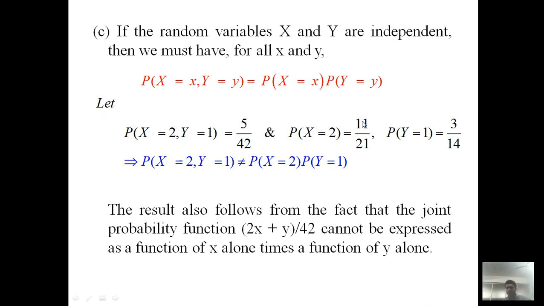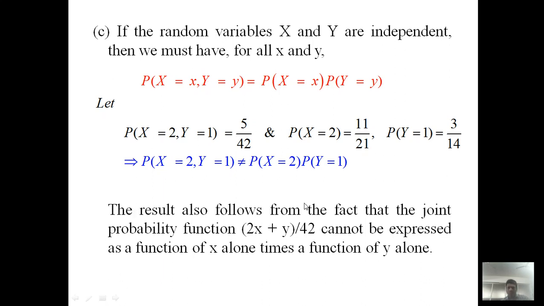Now if the variables x and y are independent, they must satisfy this condition. But you have to see here the left hand side is 5 by 42 and the right hand side, 11 by 21 into 3 by 14, does not lead to 5 by 42. So these conditions fail. So we cannot say that both the variables are independent. So we have to say that random variable x and random variable y are dependent.